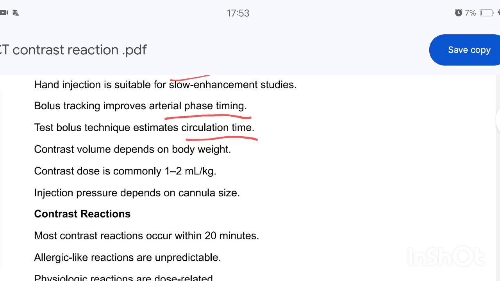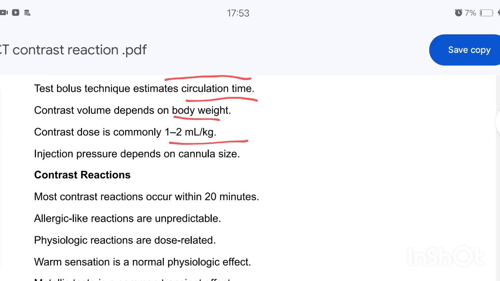Contrast volume depends on body weight. Contrast dose is approximately 1 to 2 ml per kg. Injection pressure depends on cannula size.